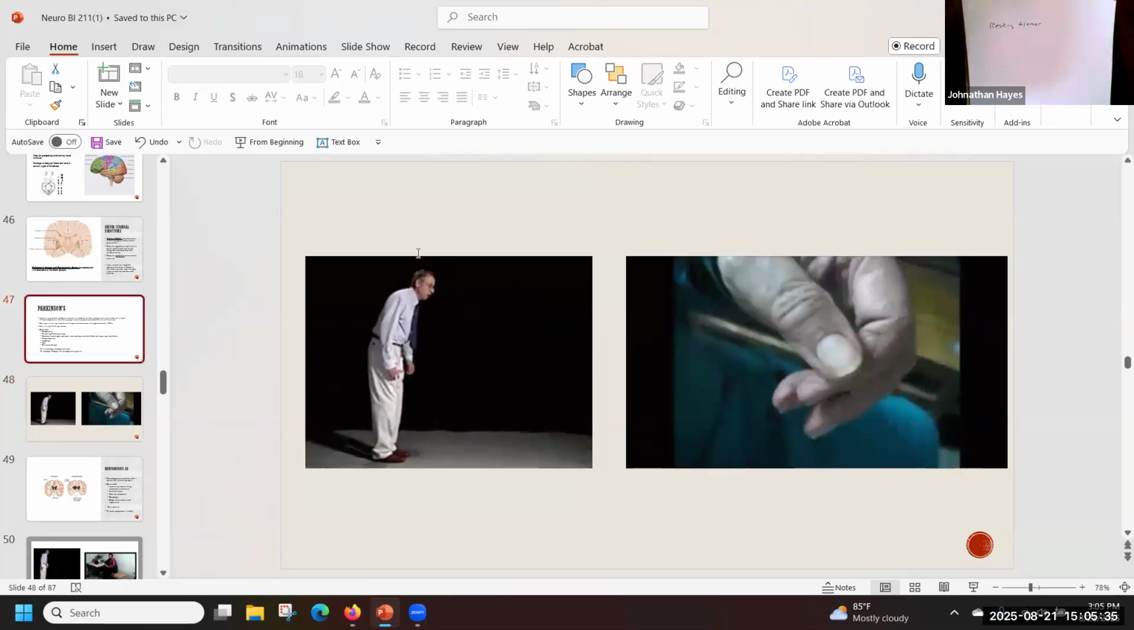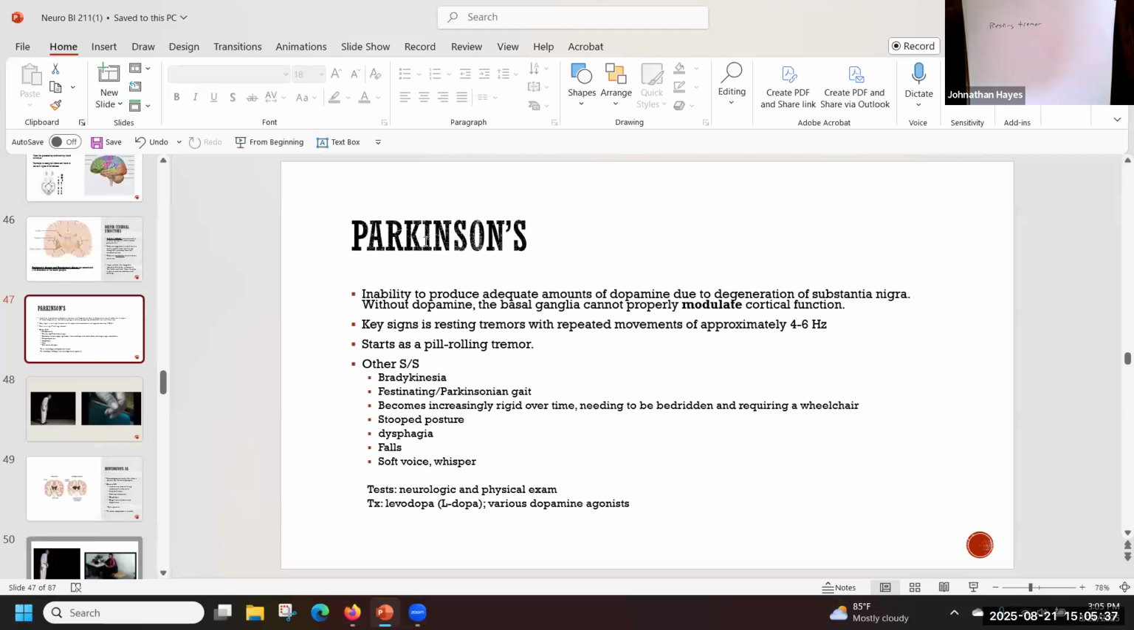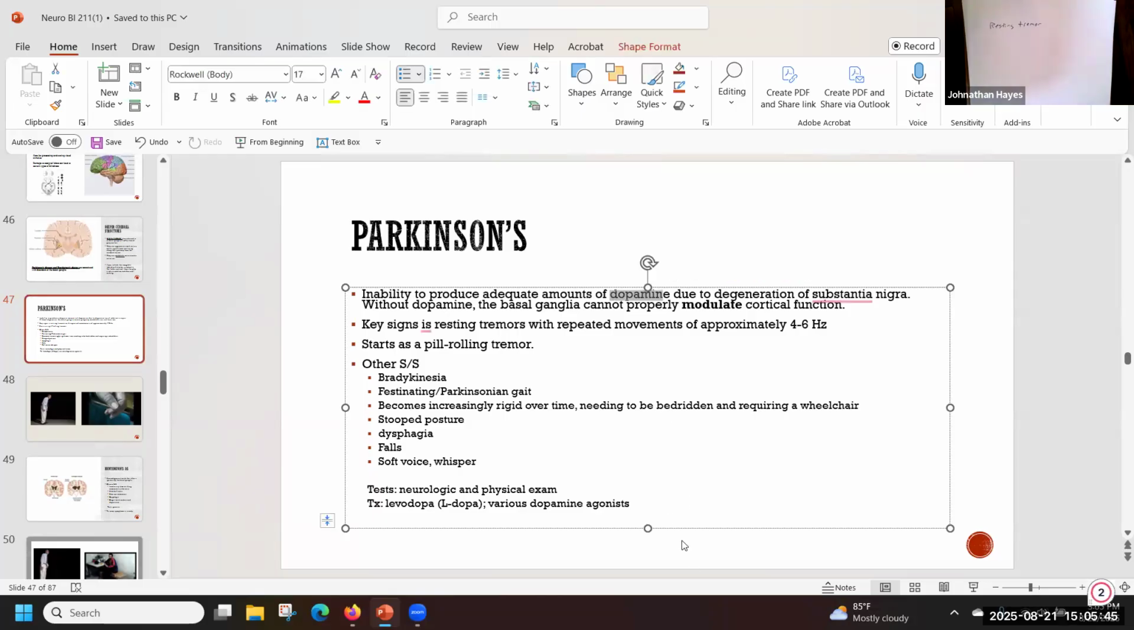Let's see some of the terminology associated with Parkinson's. The problem, again, is it's a basal ganglia disorder. We're not producing enough dopamine, so that's going to end up leading to the logic of the treatment that we use for it. But the patient's not able to properly modulate function. Signs and symptoms: resting tremors, repeated movements approximately 4 to 6 hertz. That's just how often it's shaking, like per second. So when I'm shaking, how often per second is it going back, like 4 to 6 times per second. Starts off with a pill rolling tremor.